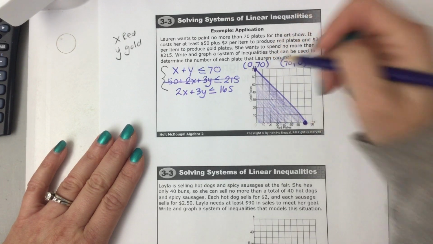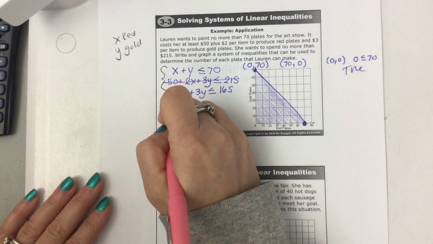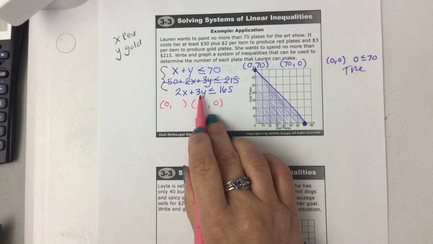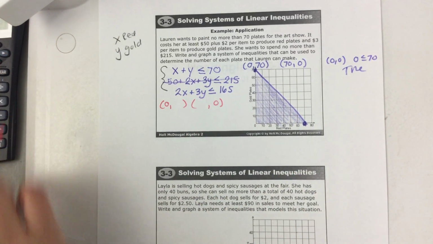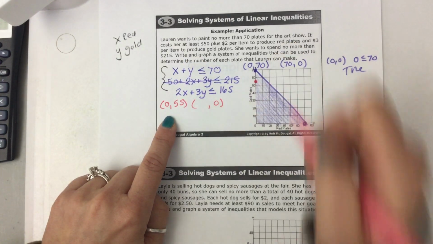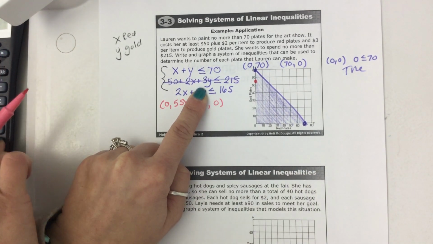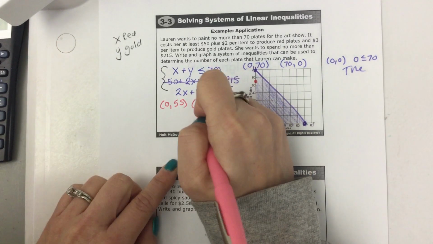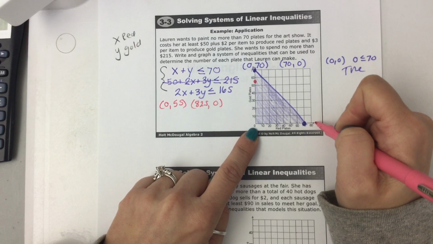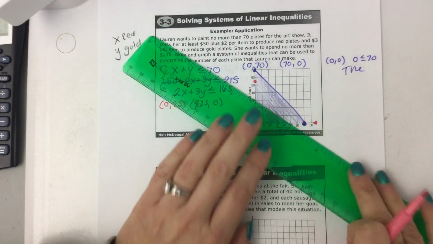But she's actually looking at two things, not just the number of plates. She's worried about how much money she's spending. So let's go ahead again and do intercepts. If I put in a 0 for x, I would have to divide the 3 over. 165 divided by 3 is 55. So 0, 55 is a point. If I put in a 0 for y, I would have 165 divided by 2 because I'd have to divide that 2 over, and I would have 82.5. So if I go 82, here's 80, so 82.5 is going to be a little bit here. Go ahead and make the line. This would be a solid line.